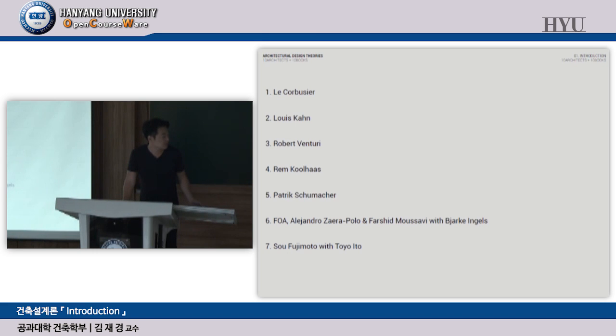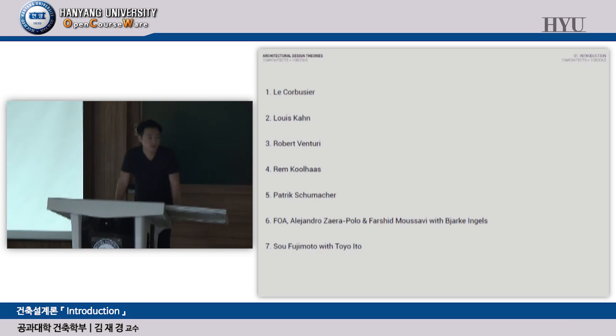And the next one is FOA. Now their partnership has broken up. Alejandro Zaera-Polo and Farshid Moussavi are doing their own practices. But the beginning of this practice was very sensational. I think everyone here knows the Yokohama Ferry Terminal project, right? That was designed by FOA.